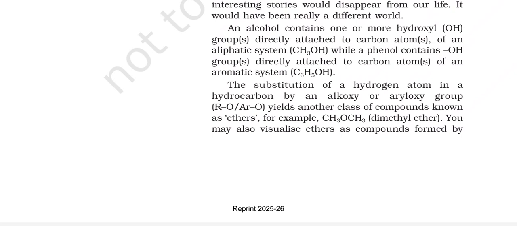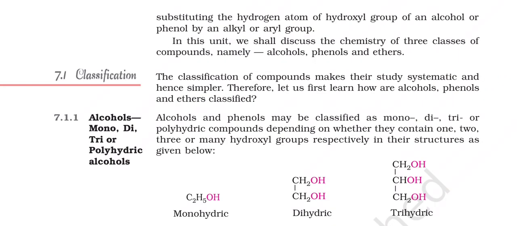You may also visualize ethers as compounds formed by substituting the hydrogen atom of the hydroxyl group of an alcohol or phenol by an alkyl or aryl group. In this unit, we shall discuss the chemistry of three classes of compounds, namely alcohol, phenol and ether. Classification. The classification of compounds makes their study systematic and hence simpler. Therefore, let us first learn how phenol, alcohol and ether are classified.